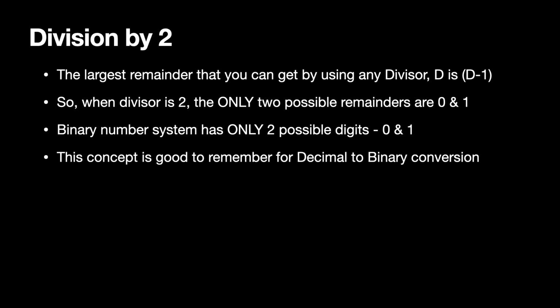Remember, whenever you divide a number by a divisor d, the largest possible remainder you can get is d minus 1. Again, when we divide any number by 2, the largest possible remainder we can get is 1. Now, let us take a look at an example. We will take a number 13, which is in the base 10, and convert it into the binary form.